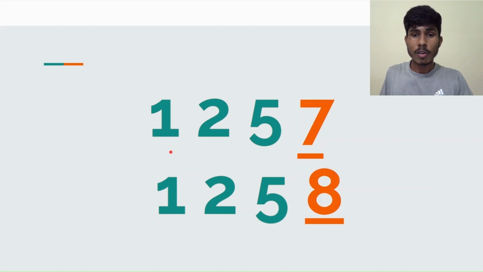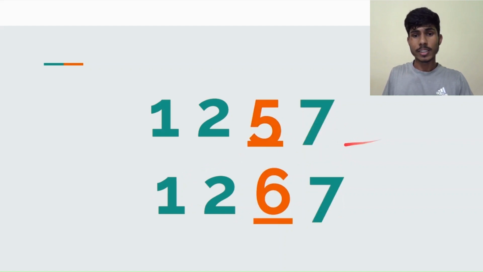So the value of this number, that is 1257, changed by only one value when you change the rightmost digit to its next number. The total value is changed by only one value. That is the reason it is said to be in ones place. Okay, if you change the rightmost digit by 1, the value will change only by 1. That is the reason the rightmost digit is said to be in ones place.